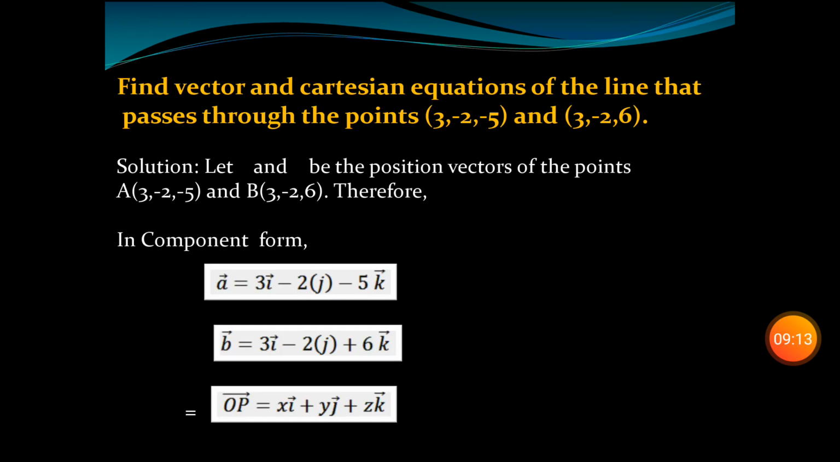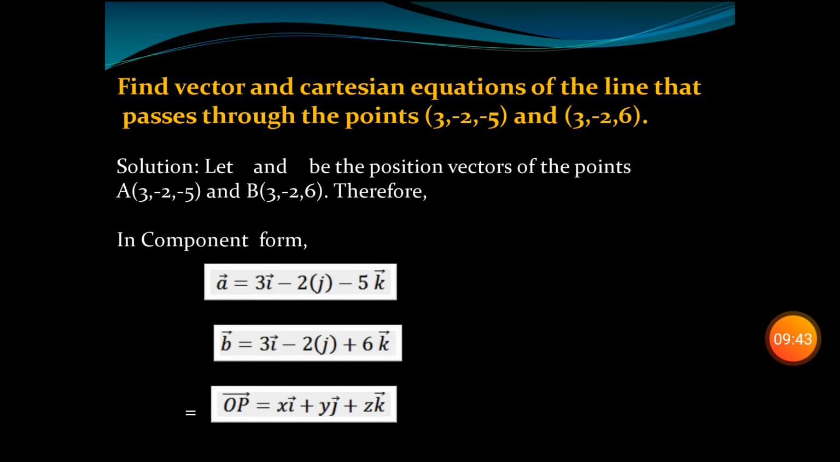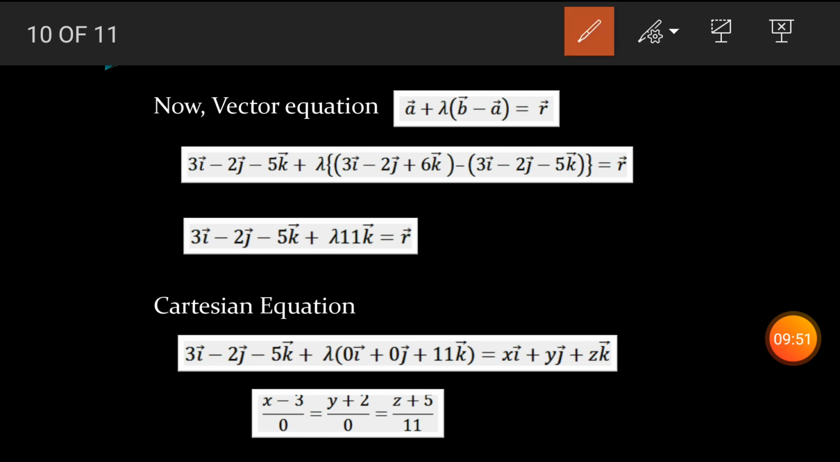Find the vector and the Cartesian equation of the line that passes through the points 3, minus 2, minus 5 and 3, minus 2, 6. That's very easy. You know that this is your A vector, that is 3i minus 2j minus 5k, and the B vector is 3i minus 2j plus 6k. So this is what we have written here. And OP, that is the general vector xi plus yj plus zk, is your position vector R. Now you are going to put these values in the vector equation that you know very well, that is A plus lambda times B minus A equals R.